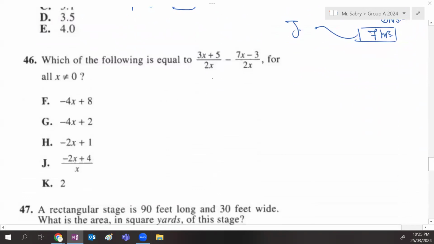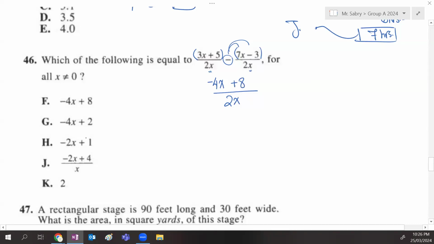Question 46. Two fractions minus each other must have the same denominator, but they already have the same denominator, so I can put only one denominator under them, which is 2x, and write 3x plus 5 all minus 7x minus 3. Remember it's minus, so the minus will be distributed here. 3x minus 7x gets you negative 4x. And then 5 minus 3, meaning 5 plus 3, becomes 8.